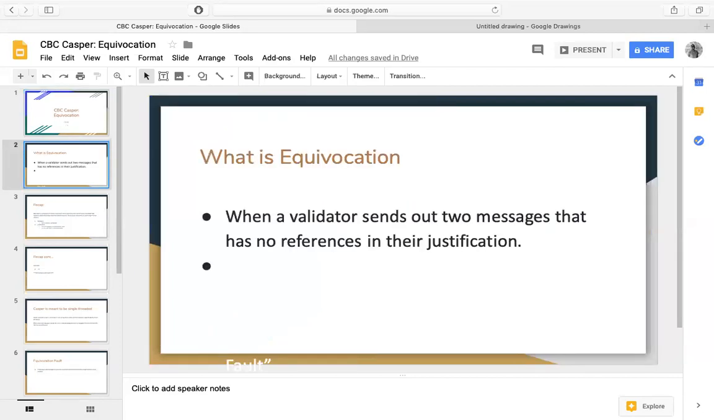Equivocation is when a validator sends out two messages that have no references in their justification, meaning the other validators' values aren't syncing up to where validator one says, hey, I'm going to send out a 2 when there's nothing backing it up from the other validator that justifies that. So it's essentially just bad actors trying to destroy the protocol.